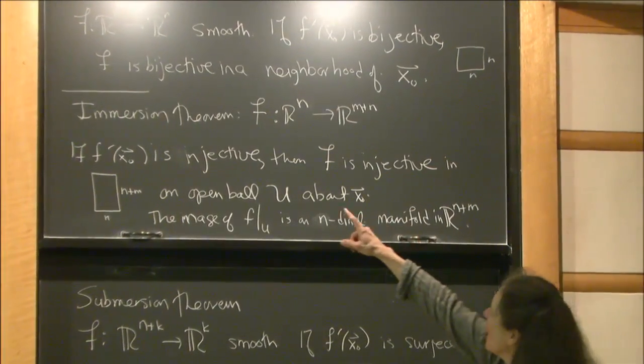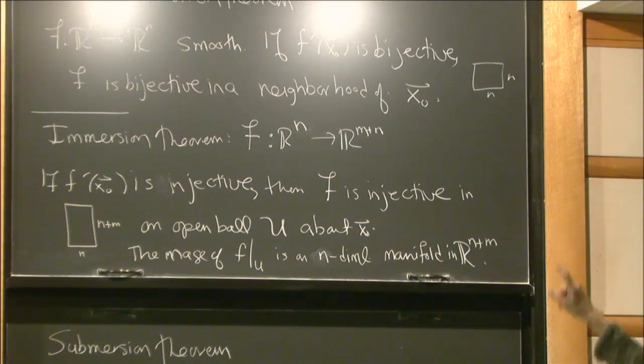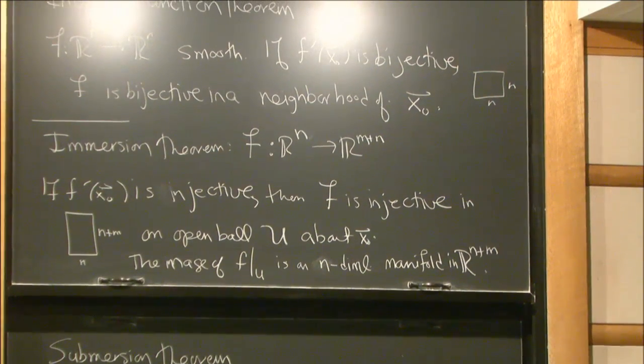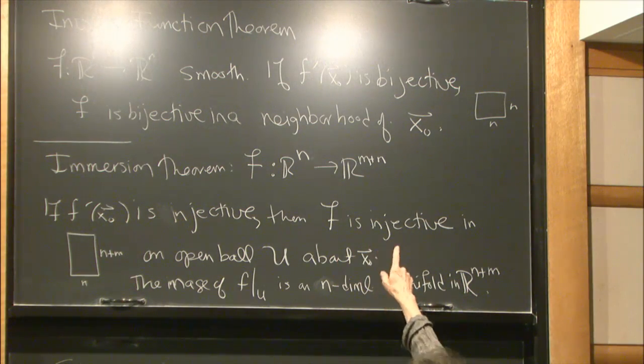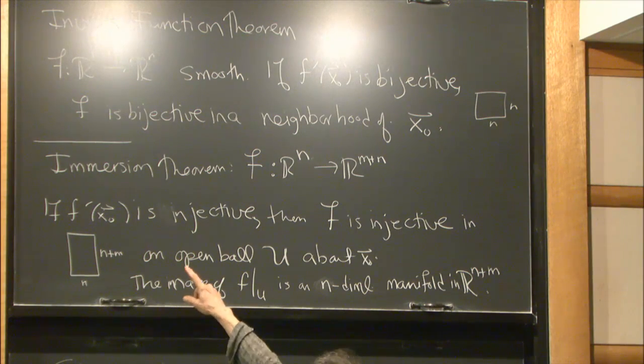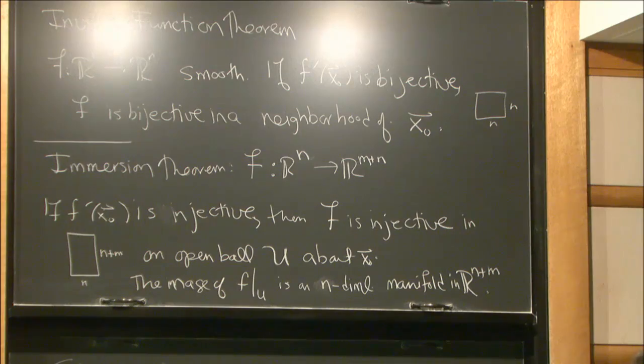And it deals with a map from Rn to Rm, so the 2 dimensions are the same. And it says if the derivative is bijective, then the function itself is bijective locally, nearby. And the second one has to do with a map from Rn to Rm plus n. So this dimension is smaller than this. And this one says if the derivative is injective at some point, then the function itself is injective nearby that point. And the submersion theorem says that here we have a higher dimension here than here.